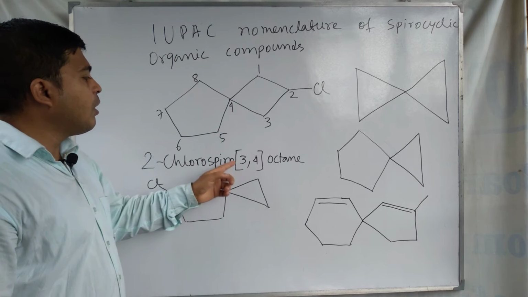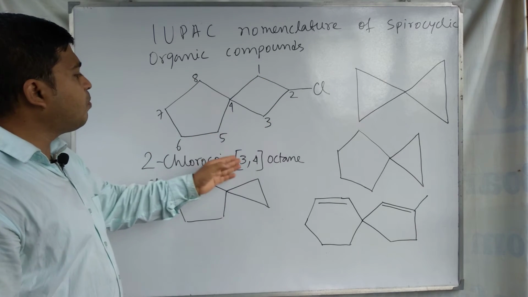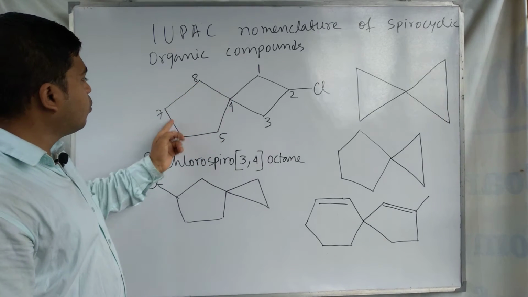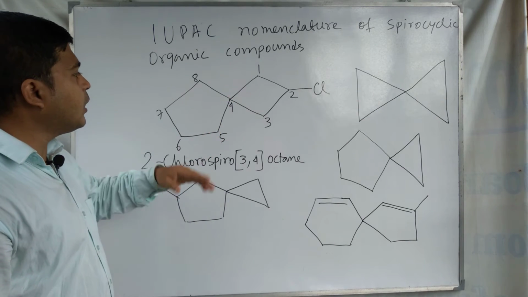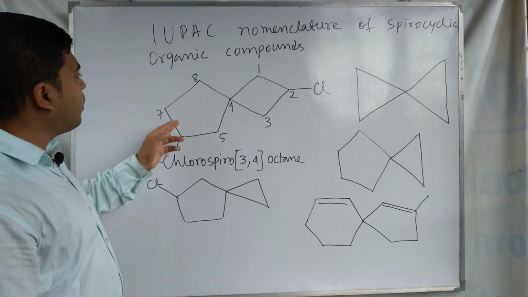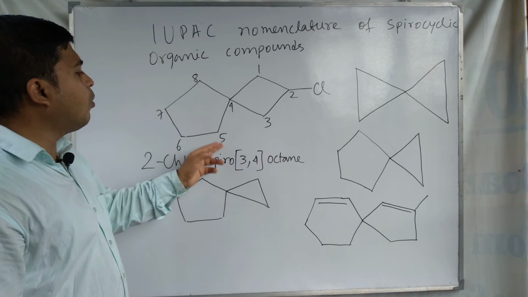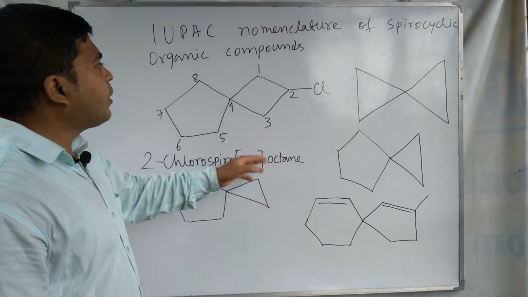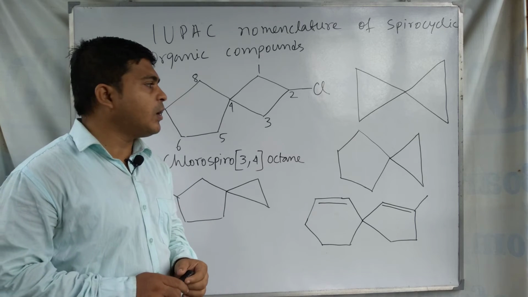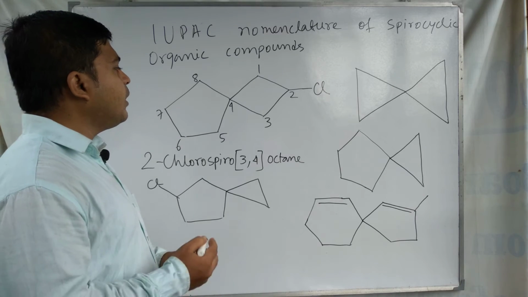The word spiro is used, and then in this ring 3 carbons are present and in this ring 4 carbons are present. So considering only these, 1, 2, 3, 4, not this carbon. This carbon is a quaternary carbon, so it is not counted; only these carbons are counted here. So here we count these 1, 2, 3, 4 carbons, so 3,4 octane, because the total number of carbons present in this molecule is 8 and all are joined by single covalent bonds, so we name it 3,4 octane. So this is the IUPAC name of this molecule.